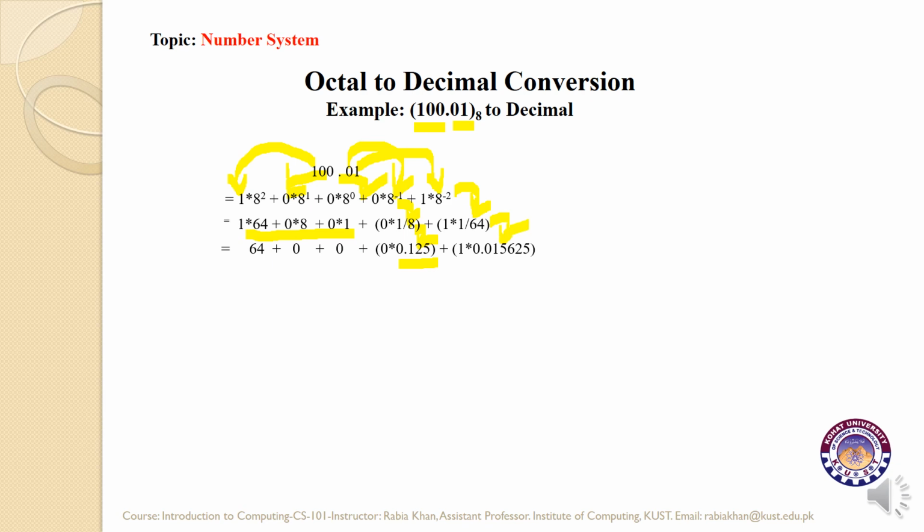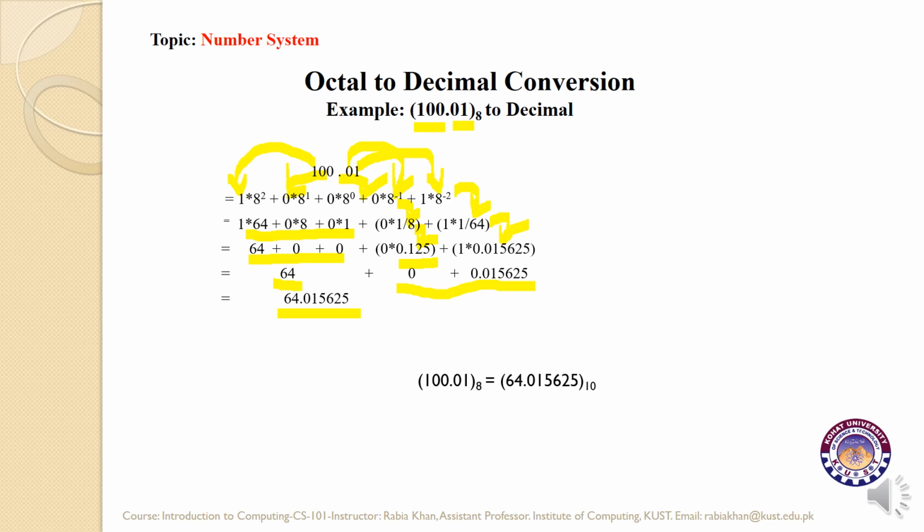Once we multiply these fractions with respective numbers, the result is this in front of you, and we have added up the products for the right hand side. That results in 64. So after complete addition of this equation, the result becomes 64.015625.